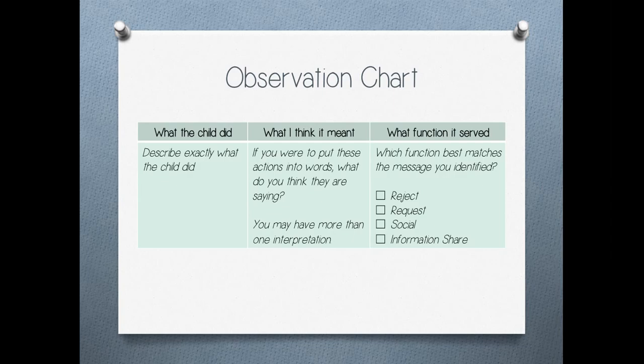So if you were to put those actions into words from the perspective of the child, what do you think they're saying? And sometimes you may have more than one interpretation, variations on a theme. And then the last column is, what function do you think it served? So what was the purpose of that message that you identified? And I have those 4 areas outlined.